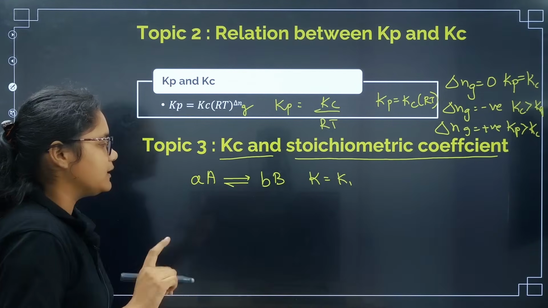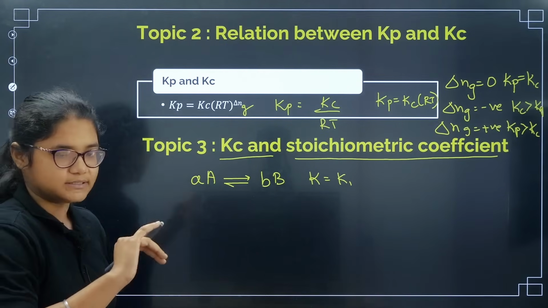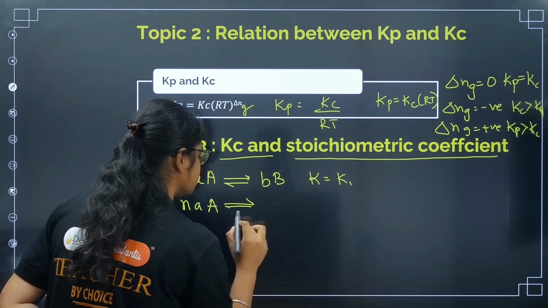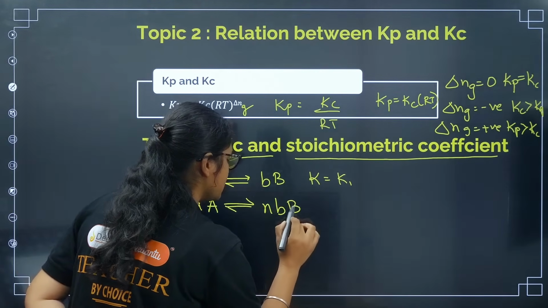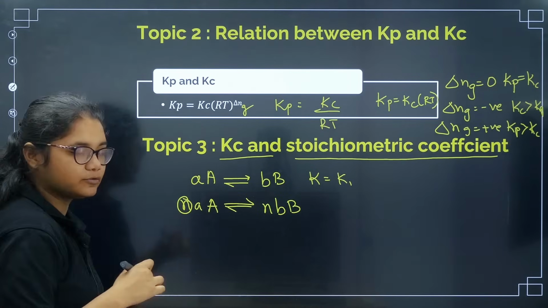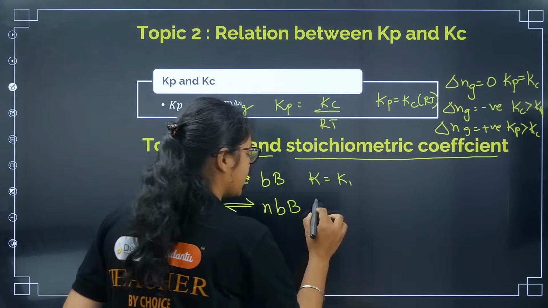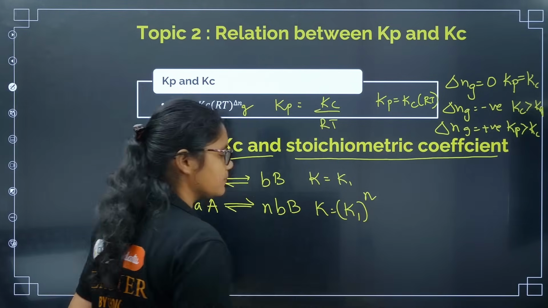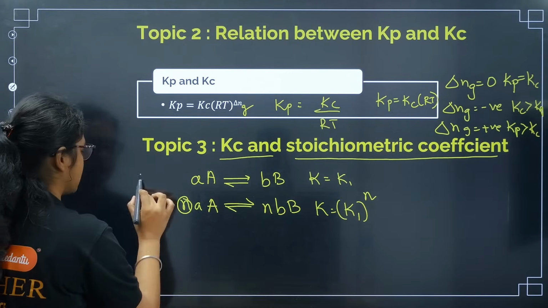Now, what you have done, you have multiplied n to the whole equation. So, what will I get? naA gives nbB. Now, when this n is multiplied to the whole equation, what will be the new K? The new K will be K1 to the power of n. Okay, this is the first thing that I want to tell.